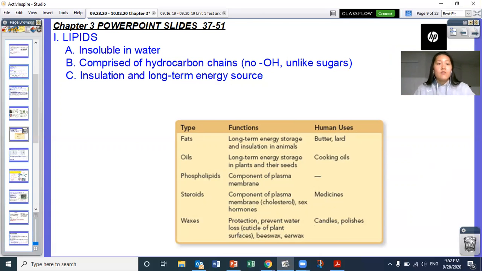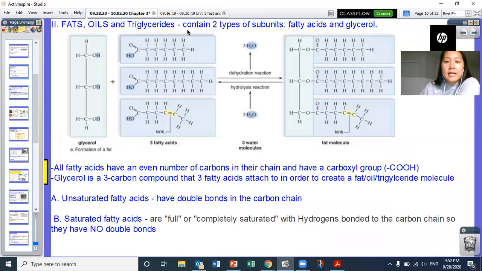So fats, oils, and triglycerides contain two subunits. They contain a certain number of fatty acids, and they contain a glycerol. As you can see over here on the left side, this is a glycerol molecule. Now, I don't need you to know the chemical formula for a glycerol molecule, but I do need you to know that there are 3 attachment sites, and they're each marked by this darker blue on this H.